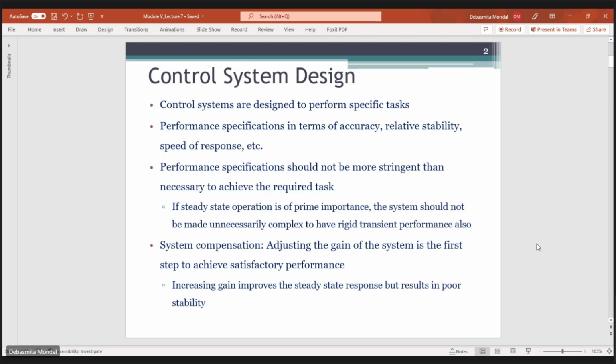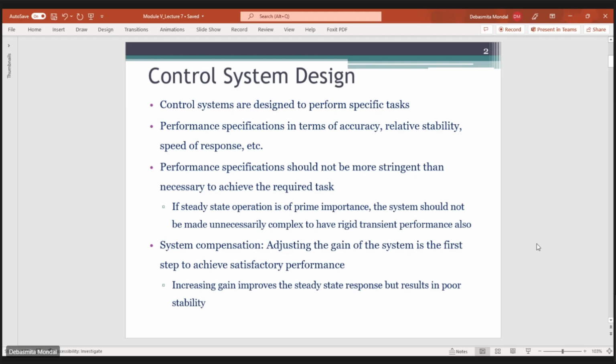Now, from the design point of view, we should not make these performance specifications very stringent. What do we mean by that? Since we have both the time domain and the frequency domain, we can do the analysis in both. Let us say that the steady state operation of the closed loop system is of primary importance to me. In that case, we should not unnecessarily complicate the control system design in such a way that it has a very good transient performance also.